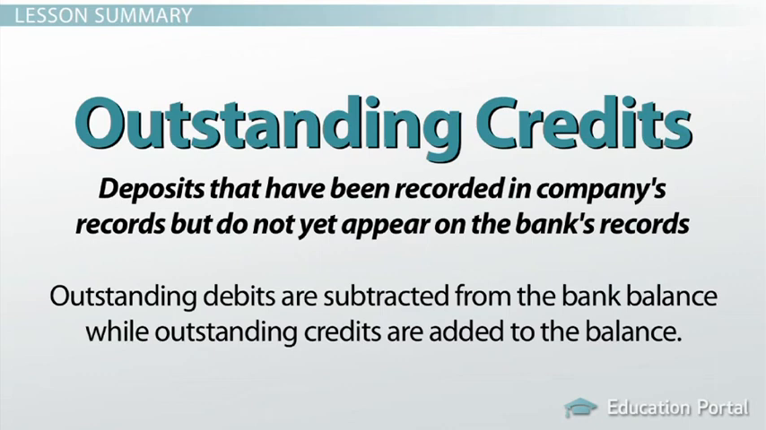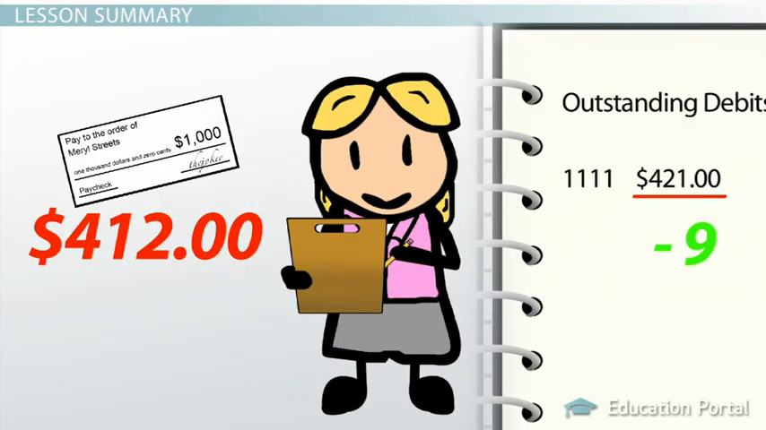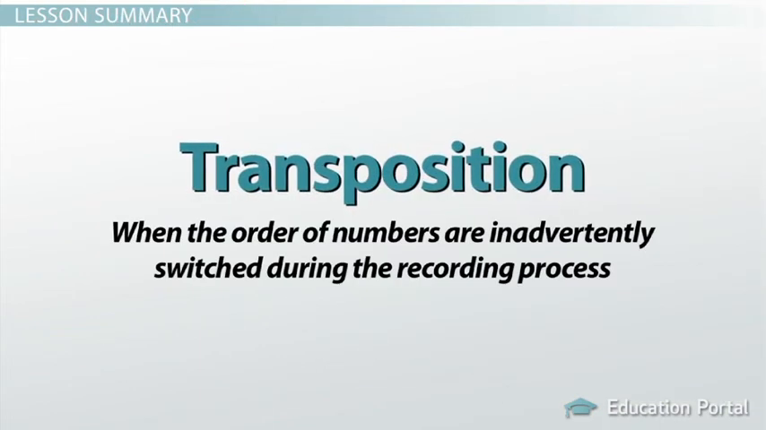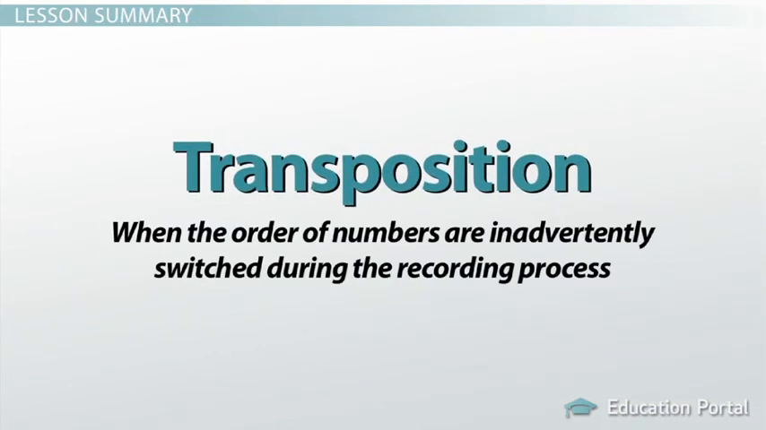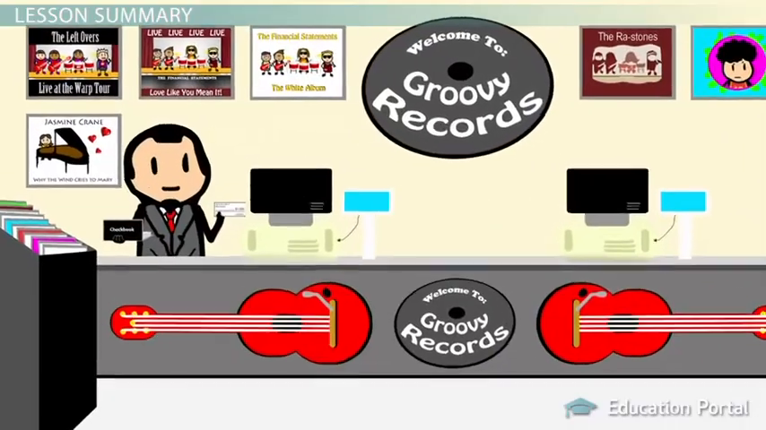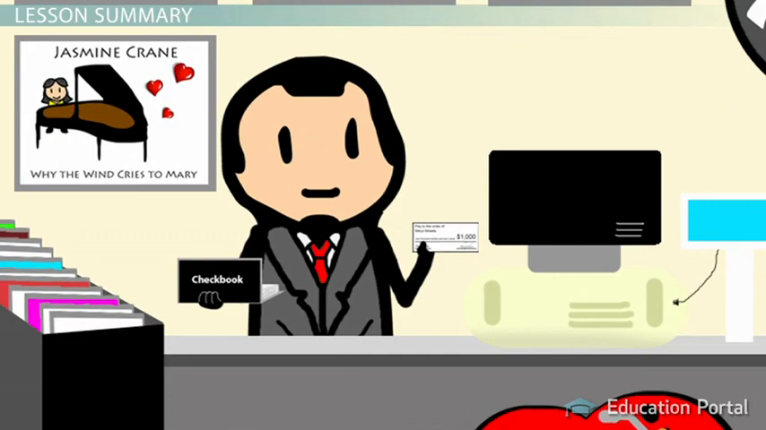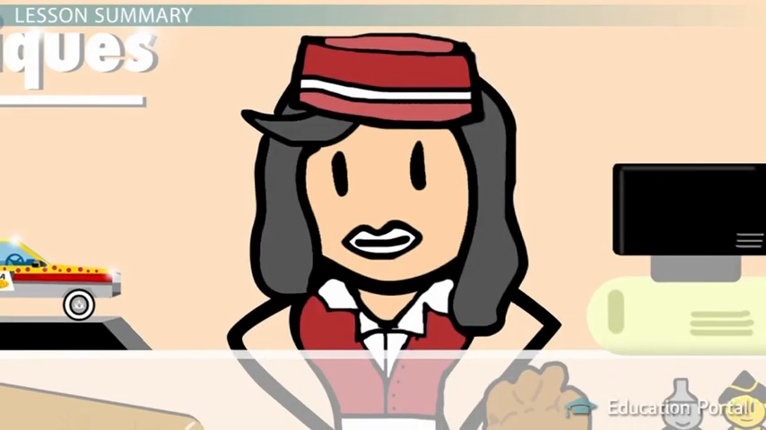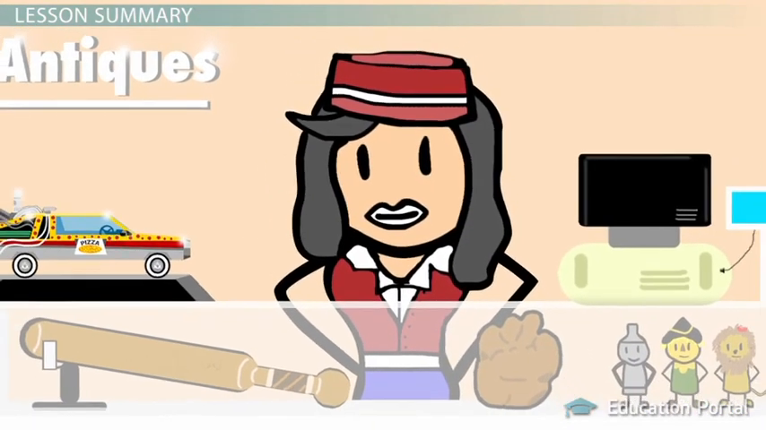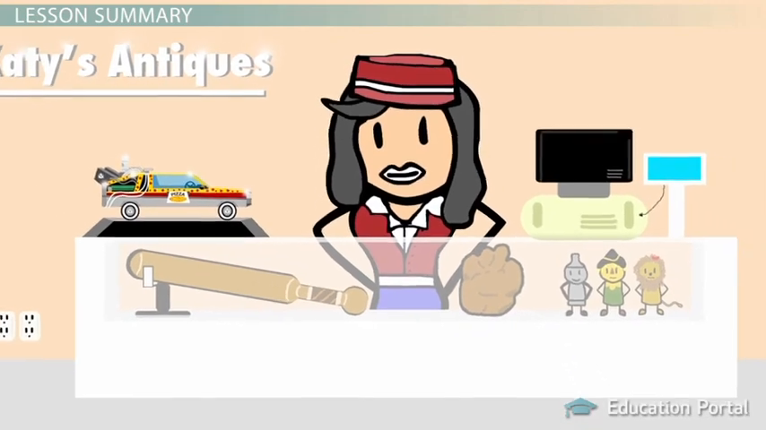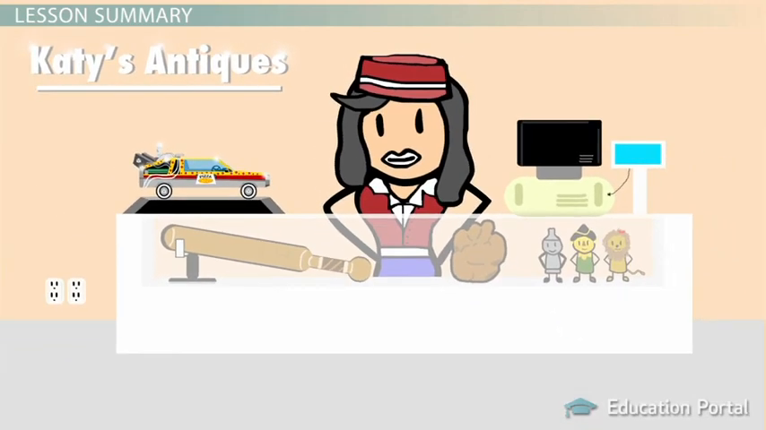Once this step is complete, the cash account balance that shows in the check register should match the adjusted bank account balance. If not, then you have to look for errors and correct them. The most common error is transposition, which is where the order of numbers is switched in the recording process. Other common errors are failure to record withdrawals and deposits, or double recording of deposits and withdrawals. Whatever the case may be, once the bank reconciliation is complete, then you can be confident in the accuracy of the account balances.